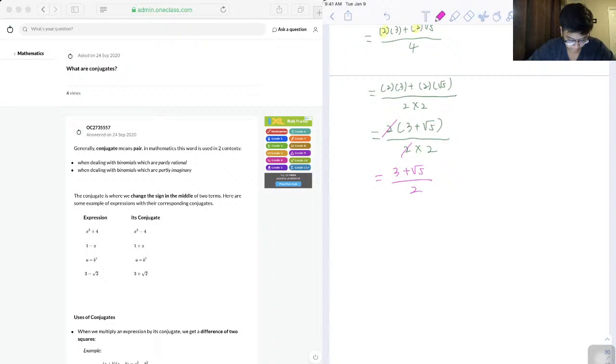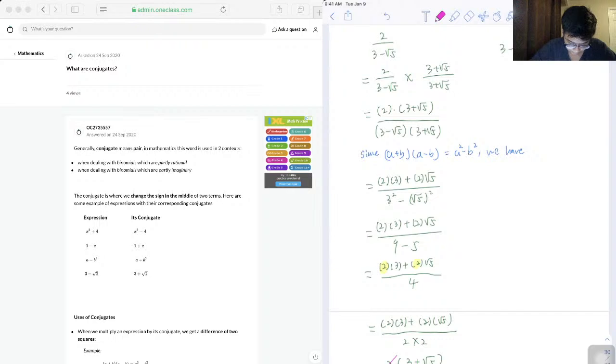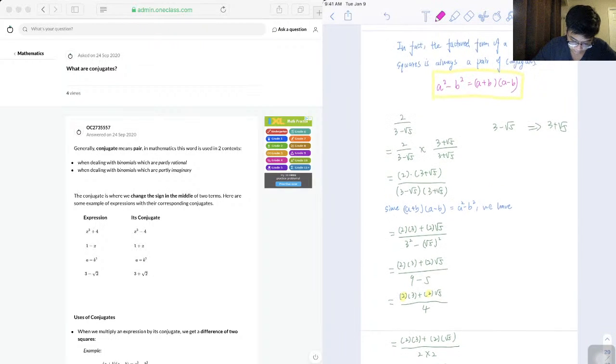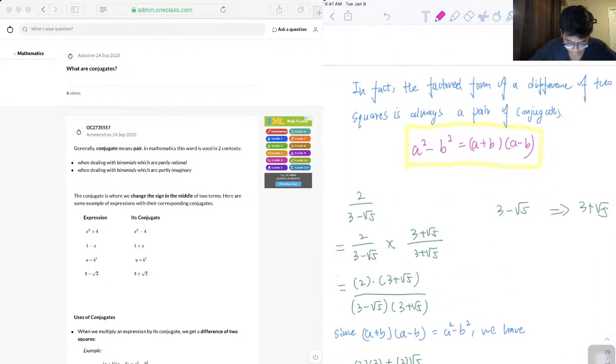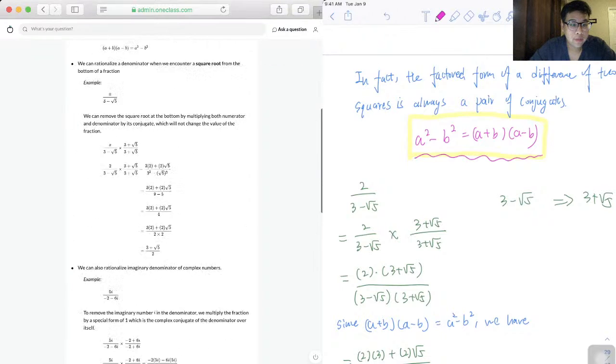And yeah, I think that's the end of this answer. Just remember this formula is extremely useful. A squared minus b squared is equal to a plus b times a minus b. Right. So let's leave a comment there.